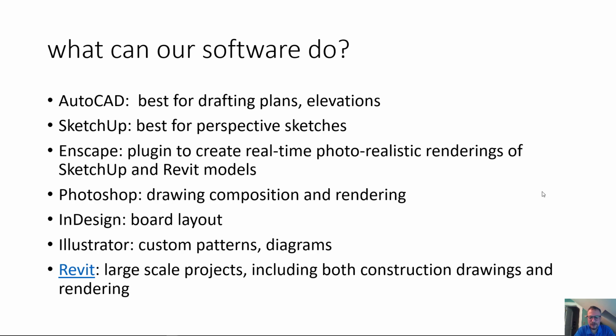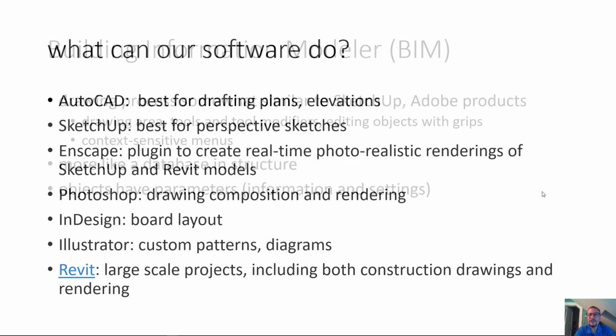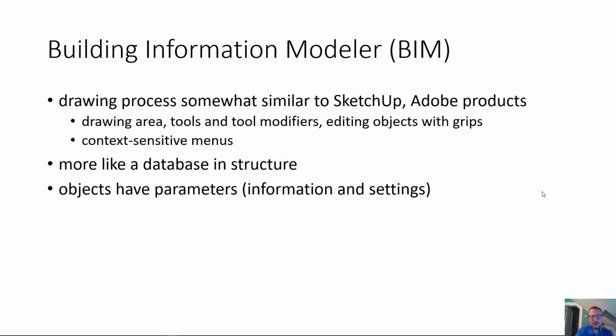You can do early kind of conceptual design. You can do rendering in Revit. And the rendering is very high quality, but it is much more complex. So it's best to save it for larger, more complex projects. And it's what's known as a building information modeler. The drawing process in some ways is actually similar to SketchUp. You just kind of have a drawing interface and you add objects to it and they interact with each other.